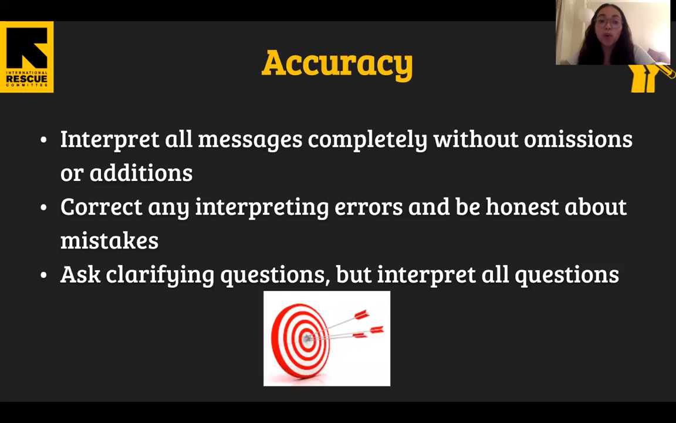Accuracy. It's important to interpret all messages completely without omissions or additions. Also, you should not be substituting any messages. Make sure to correct any interpreting errors and be honest about mistakes. It's okay to make a mistake, but we need to make sure we clarify it as soon as possible. And make sure you ask clarifying questions, because these could help make sure that we are interpreting the correct messages. But as always, make sure that you also interpret these questions so everyone can fully participate in the conversation.